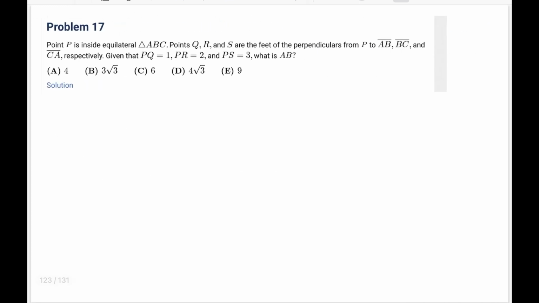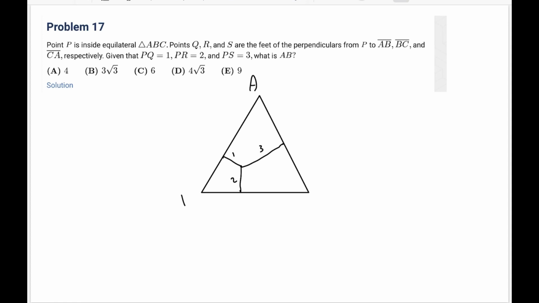Problem 17. Point P is inside equilateral triangle ABC. Q, R, S are the feet of the perpendiculars from P to AB, BC, and CA respectively. PQ is 1, PR is 2, PS is 3. So if P is here, then this will be 1, 2, 3. So A, B, C, Q, R, S.